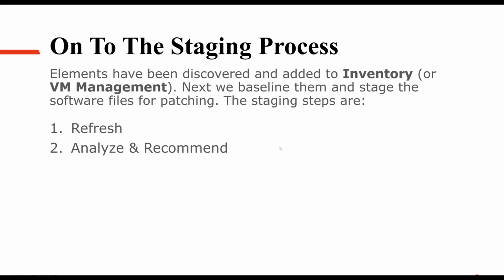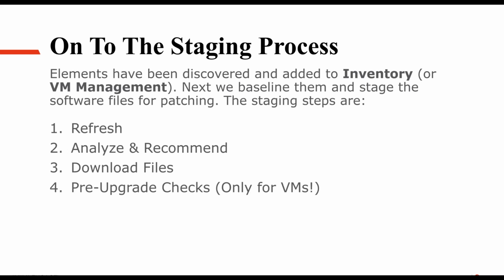The analyze and recommend step is where SDM checks PLDS to see what you're entitled to and what is available for the server or gateway or element, and makes a recommendation as to what to update to. It will go through the mechanism where you can choose to download files for it. If it's a VM, there's going to be a pre-upgrade check stage. And as I mentioned before, that's where SDM will actually check for resources and make sure that the VMware host you're intending to perform the update or upgrade on actually has the resources for what you're trying to do.